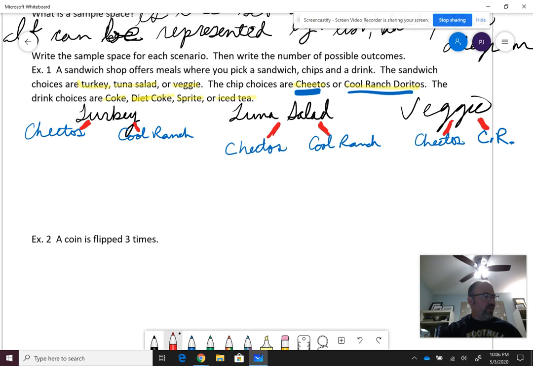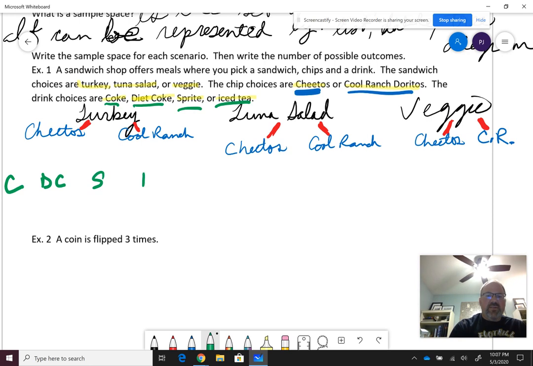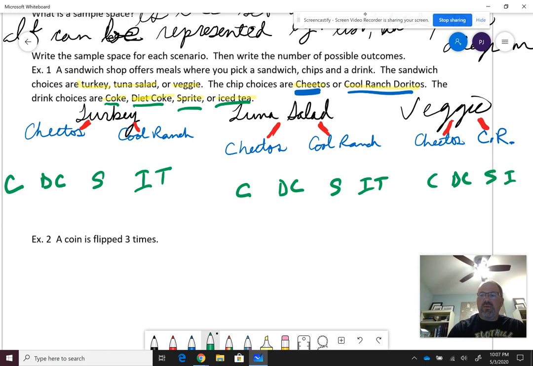From there, we're going to take our last choice, and that has to do with our drink selection. So remember, for drinks, we've got Coke, Diet Coke, Sprite, or iced tea. There's a lot of them, so I'm going to use my abbreviations. We're going to go with C for Coke, DC for Diet Coke, S for Sprite, or IT for iced tea. Coke, Diet Coke, Sprite, iced tea, Coke, Diet Coke, Sprite, iced tea.